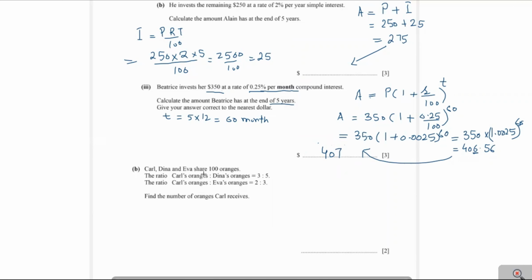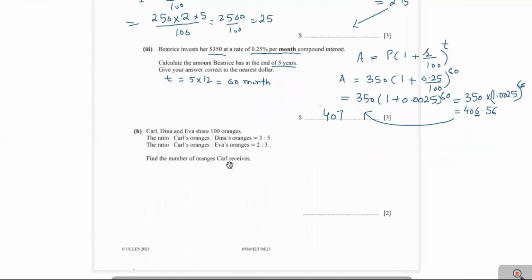Paul, Dina and Eva share 100 oranges. Paul's oranges to Dina's oranges is in the ratio 3:5 and Paul's oranges to Eva's oranges is 2:3. Find the number of oranges Paul received.